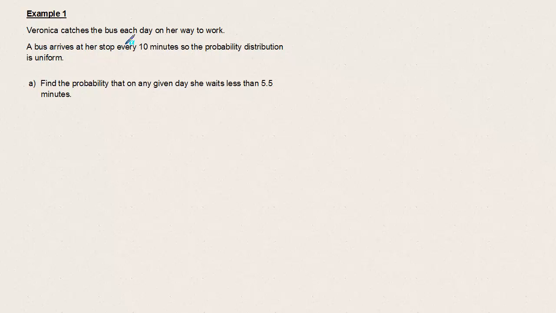Veronica catches the bus each day on her way to work. A bus arrives at her stop every 10 minutes, so the probability distribution is uniform. So what we have is a continuous uniform or rectangular distribution. And she could arrive at the stop just as the bus arrives, so that would be 0. And every 10 minutes, so the longest you'll have to wait is 10.